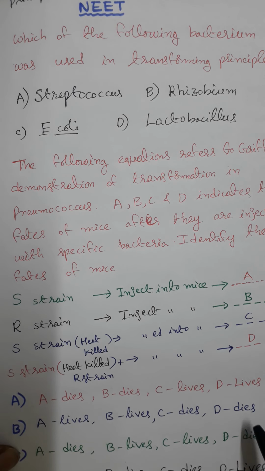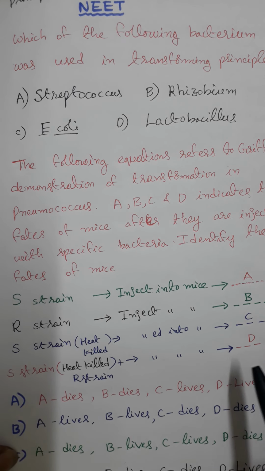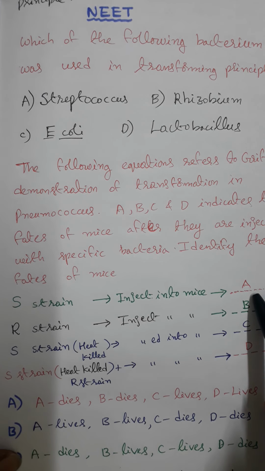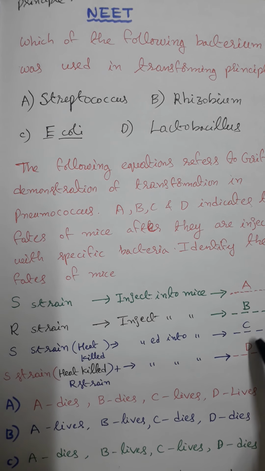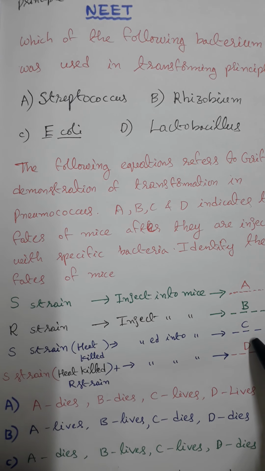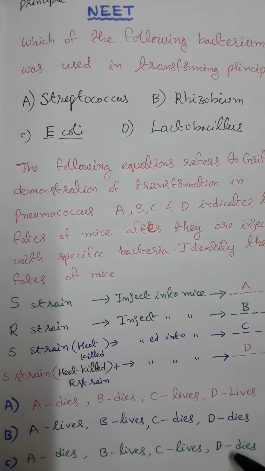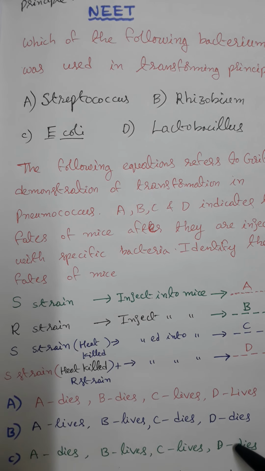Which option is the correct answer? Option A: S strain dies, R strain lives, S strain lives, S strain heat killed and R strain dies. Option C is the correct answer.